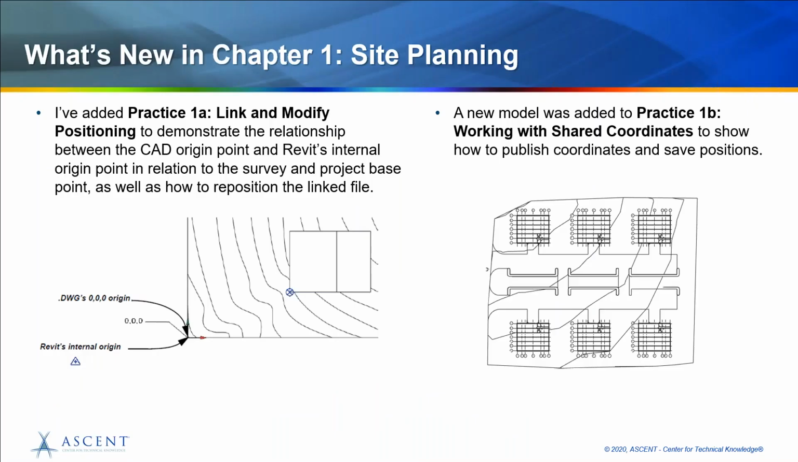All right, so what's new with Chapter 1's practices? So practice 1A is a new practice, and it is very, very basic because I wanted to show what Revit's internal origin and survey point and project base point are doing in relationship to linked files. I also wanted to show what happens when you link a DWG file in and where that UCS lines up with Revit's internal origin.